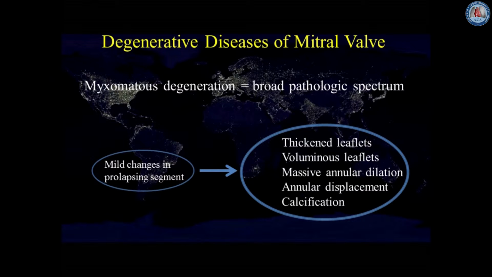Myxomatous degeneration is a common cause of degenerative disease of the mitral valve, and its pathologic spectrum is quite broad. It ranges from minimal change localized to a small area, usually the prolapsing segment, to very advanced degeneration with thickened and voluminous leaflets, massive annulus dilatation, and displacement of the posterior annulus with atrialization of the posterior leaflet and calcification of the annulus, chorda tendina, and even papillary muscles.